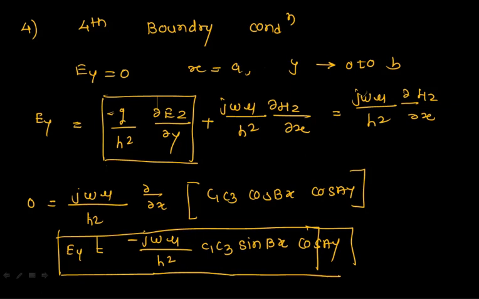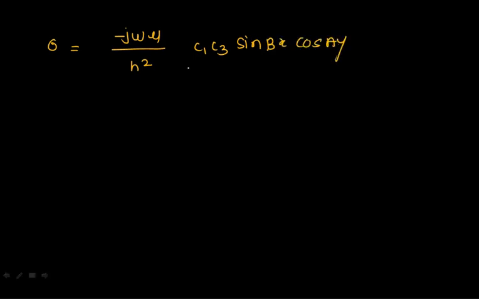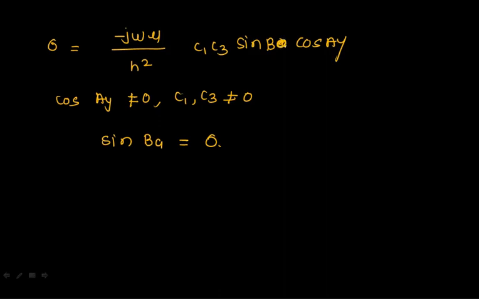But Ey is equal to 0. So you can put here 0 is equal to minus j omega mu by h square C1 C3 sin of bx and cos of ay. Okay. Now some value must be 0. Cos of ay, because y varies, will not be 0. Your C1 and C3 will also not be 0, and that's why your sin of ba must be 0, because you're putting x as the constant a. Okay? So I can say your ba must be m pi, where m is another constant which varies from 0, 1 up to infinity. So I can find this is nothing but m pi by a.